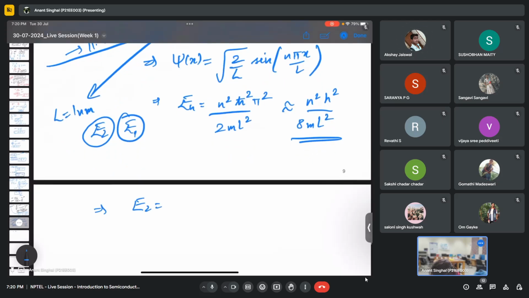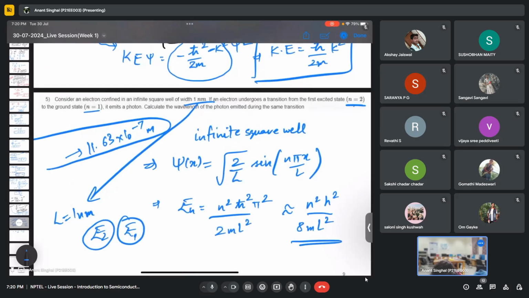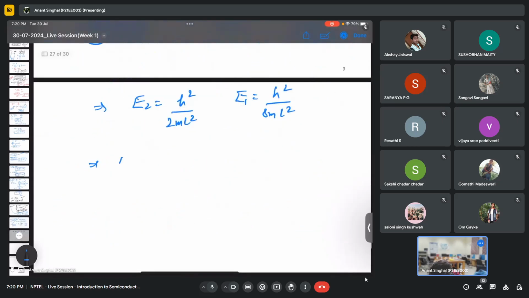So E2 is h square by 2 ml square, because n square will be 4 and E1 will be h square by 8 ml square. What we want is the change in energy to calculate the wavelength. So this will be h square by ml square, I can take common, 1 by 2 minus 1 by 8. So this will be 3h square by 8 ml square.